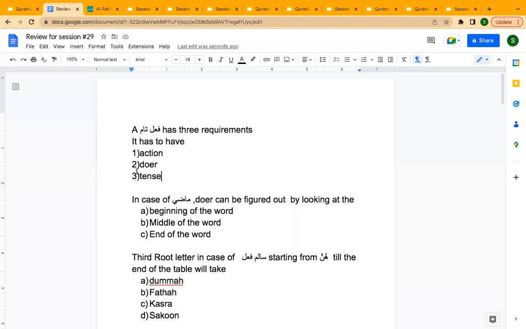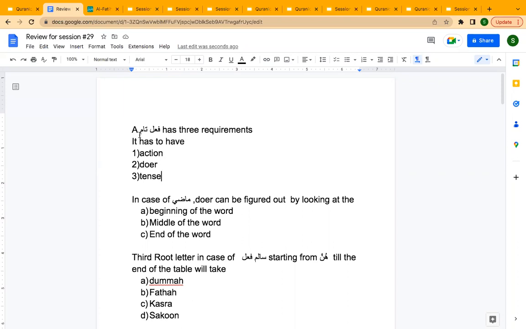If anyone asks you the three things required for a word to be a fail, it is that it has to have an action, it has to have a doer, and it has to have a tense. Otherwise, you cannot call it a fail. Okay? Is this clear? Action, doer, tense. Keep that in mind: for a complete fail, it has to have all three requirements met for it to be called fail.